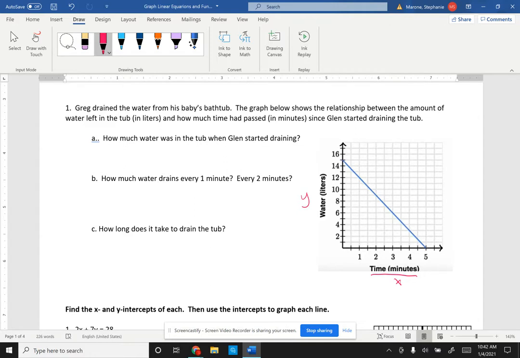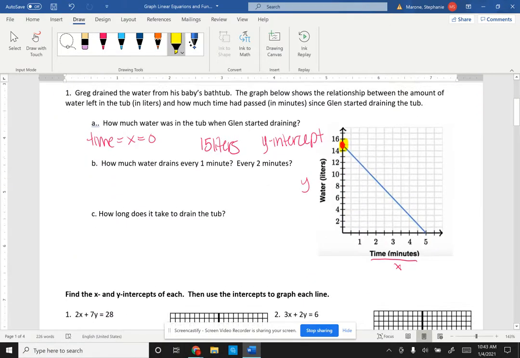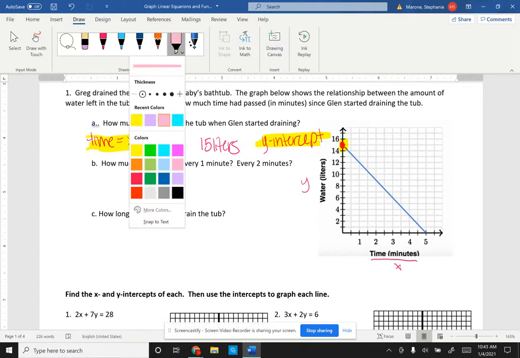Number 1 says, how much water was in the bathtub when Glenn started draining? That means that time is equal to 0. Time is x, so that's where x is equal to 0. So at time 0, there was 15 liters. That is the y-intercept. The y-intercept is always the beginning of whatever is happening on the graph. So the y-intercept is always on the y-axis, and it's always when x is equal to 0. Always, always, always.